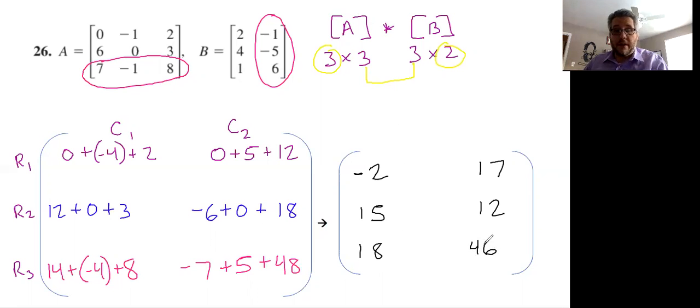So there you have it. We multiplied matrix A, which was a 3 by 3, times matrix B, which is a 3 by 2. And we have a product matrix, which is a 3 by 2. And there you have it.